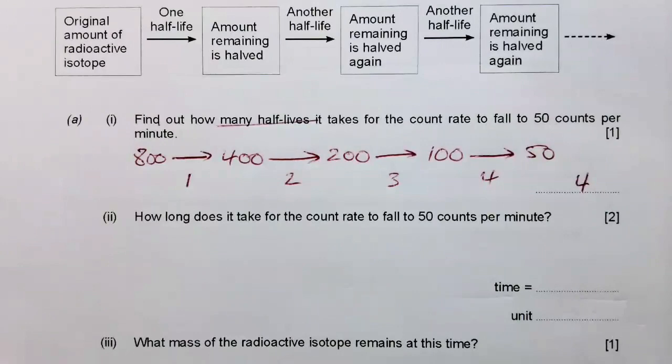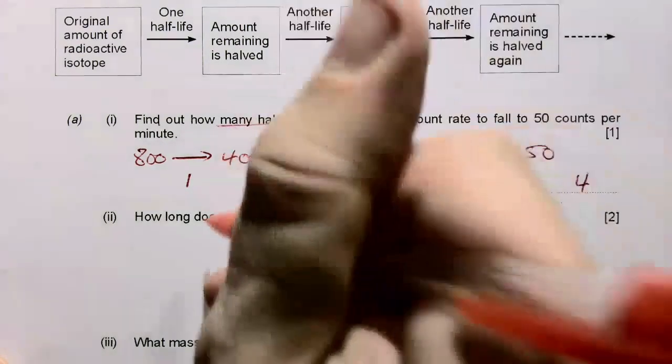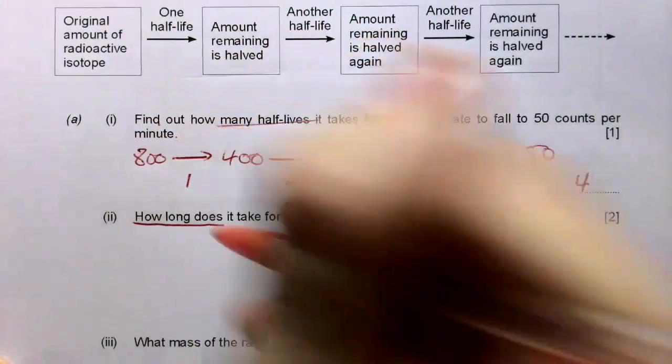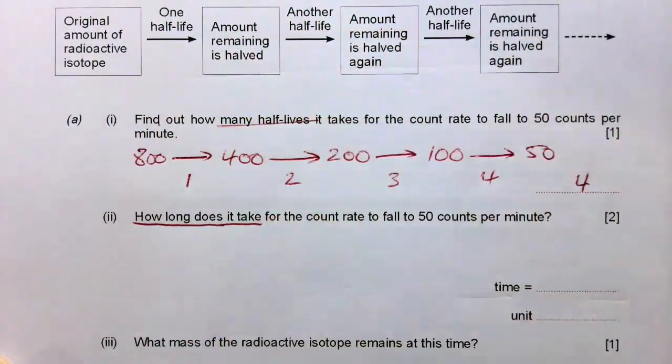How long does it take for the count rate to fall to 50 counts per minute? Now, we know how many half-lives it is. We worked that out just now. It's 4. So we know it's 4 half-lives. But how long is that in time?